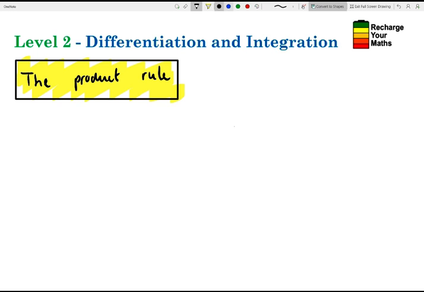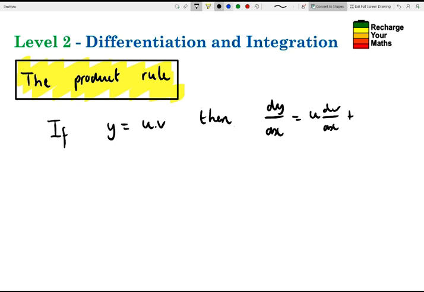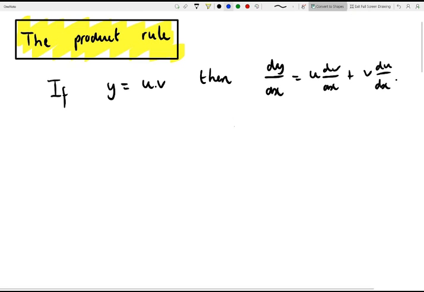And the product rule says that if y is equal to the product of two functions, u and v, then the derivative of y with respect to x is u times dv by dx plus v times du by dx. Okay, and let's jump straight in and look at an example of this.